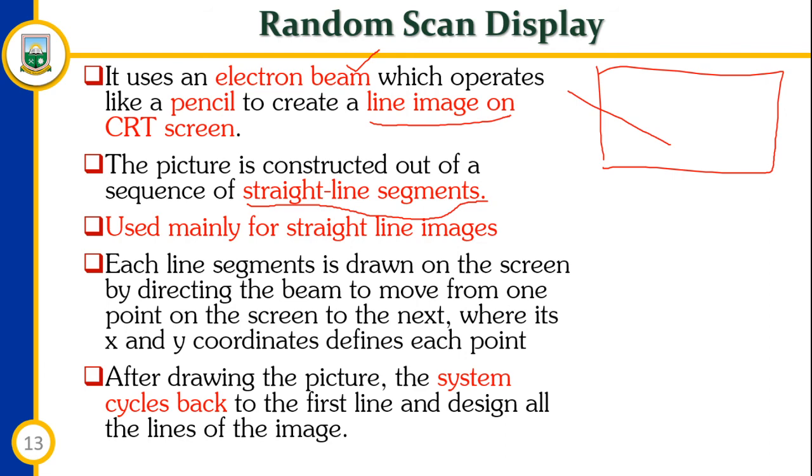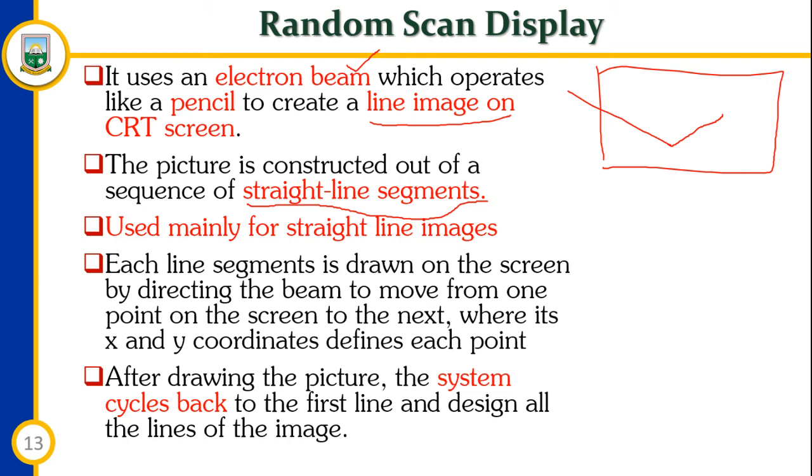So at this point, each line segment is drawn on the screen by directing the beam to move from one point on the screen to the next, where the x and y coordinates define each of the points. Of course, still drawing the triangle, the beam moves onto the points on the screen to draw each part of the shape, which is a line segment. After the drawing of the picture, the system recycles back to the first line and draws all the lines of the image again.